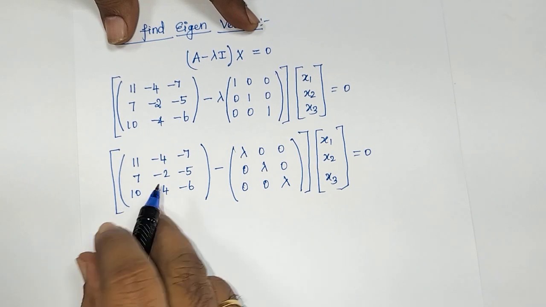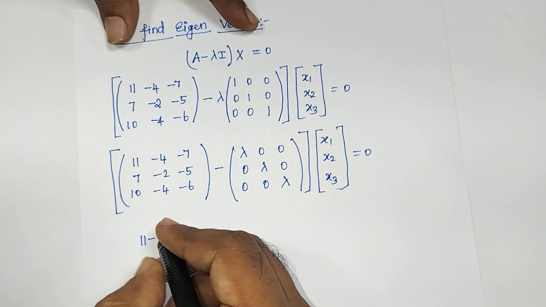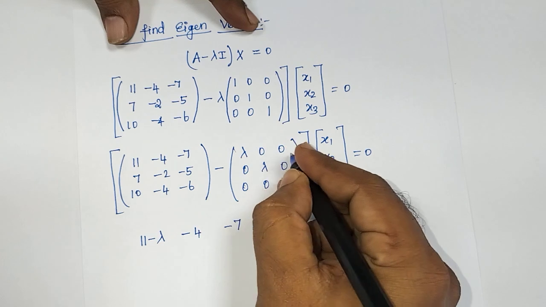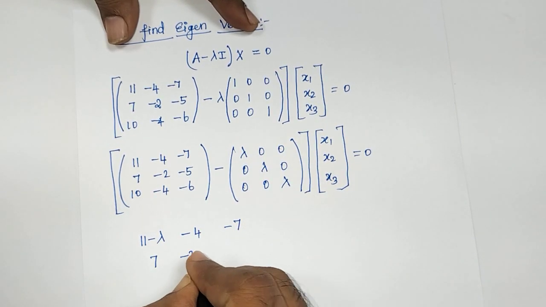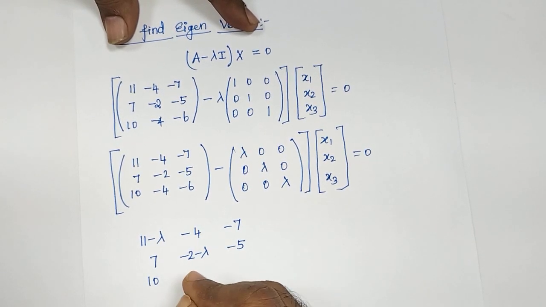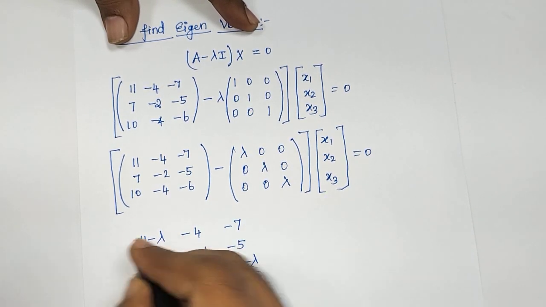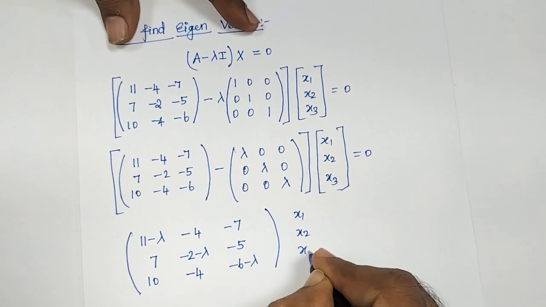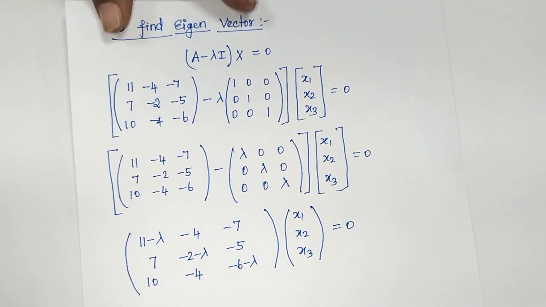Okay. Then now you can subtract both the matrices. 11 minus lambda, minus 4, minus 7. There is no element in the second matrix, so 7 minus 0, 7. Minus 2 minus lambda and minus 5. And 10, minus 4 and minus 6 minus lambda. And x1, x2, x3 is equal to 0.